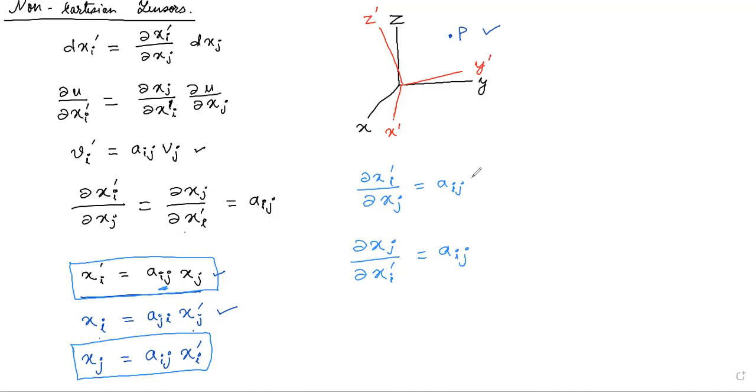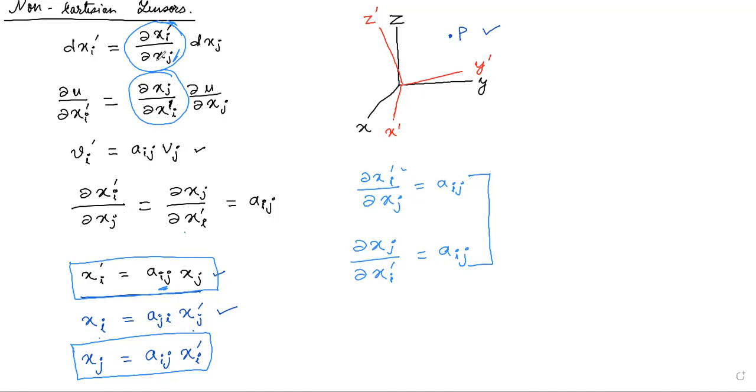So we see from these two equations that dou xi prime by dou xj and dou xj by dou xi prime have the same value. So for a Cartesian vector, this expression and this expression have the same values. But this is not true for general coordinate systems.